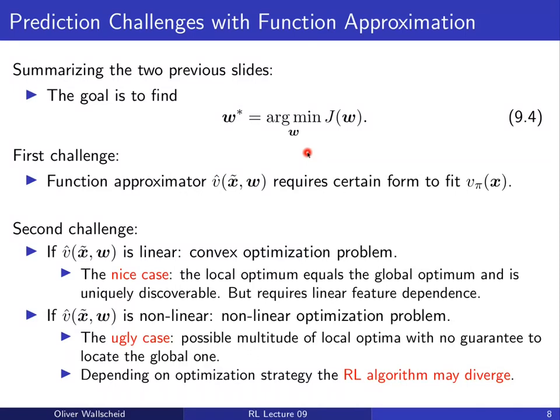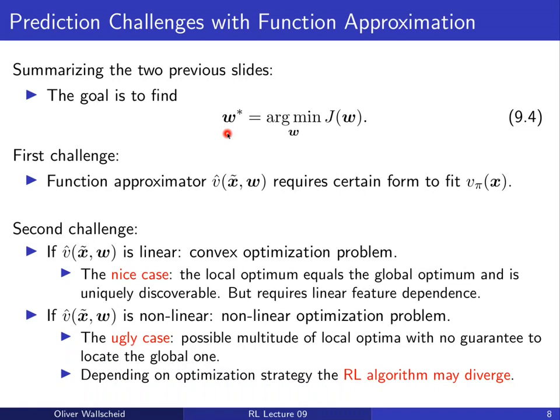Also, we will discuss that a little bit more in detail during today's lecture: depending on the function approximator and our learning strategy, which we will discuss in the next section of today's lecture, the overall algorithm in order to find w star could be completely diverging, so that we don't find any optimum at all, but the algorithm goes nuts and we have to start all over again.